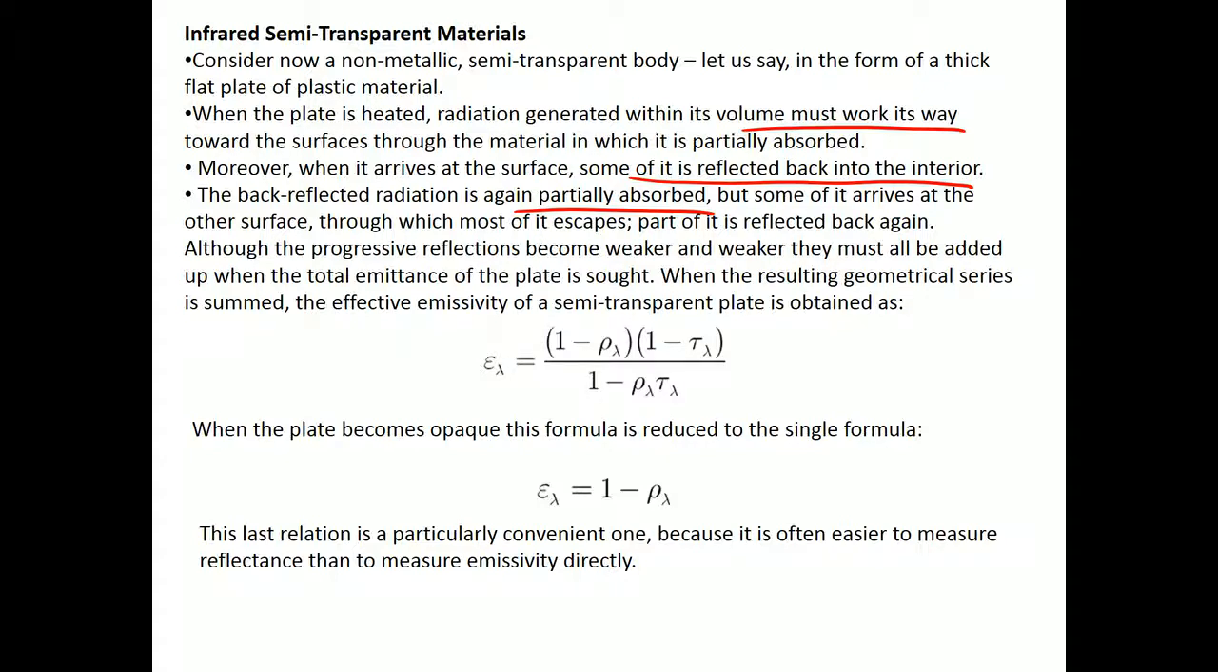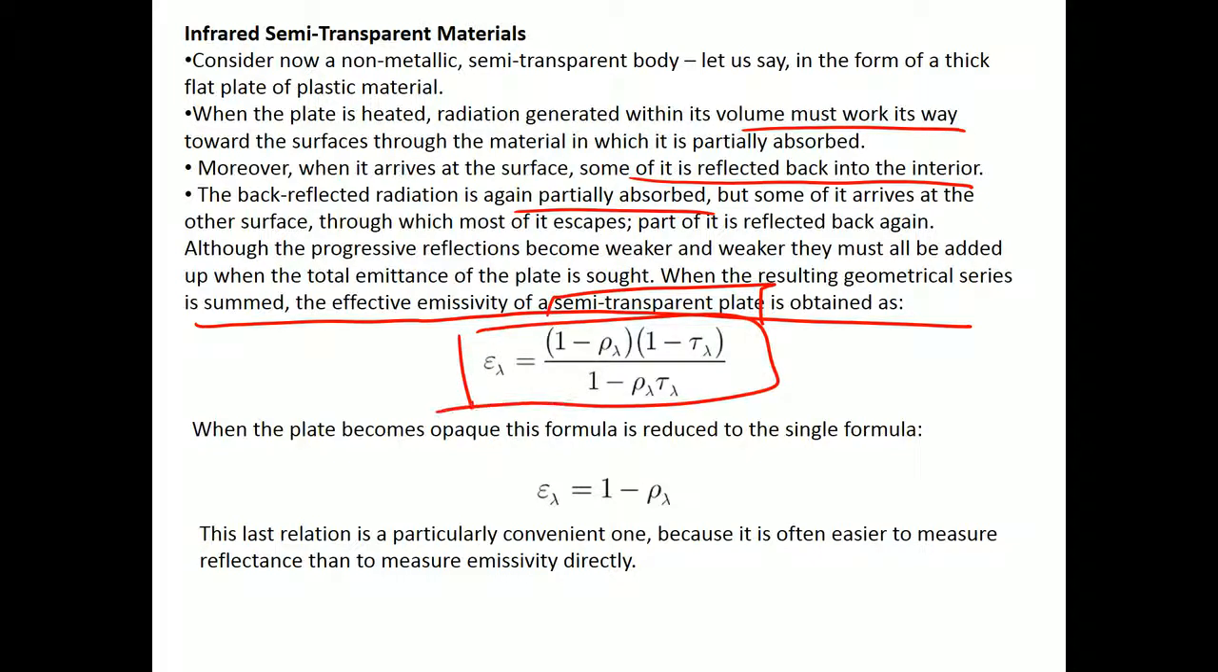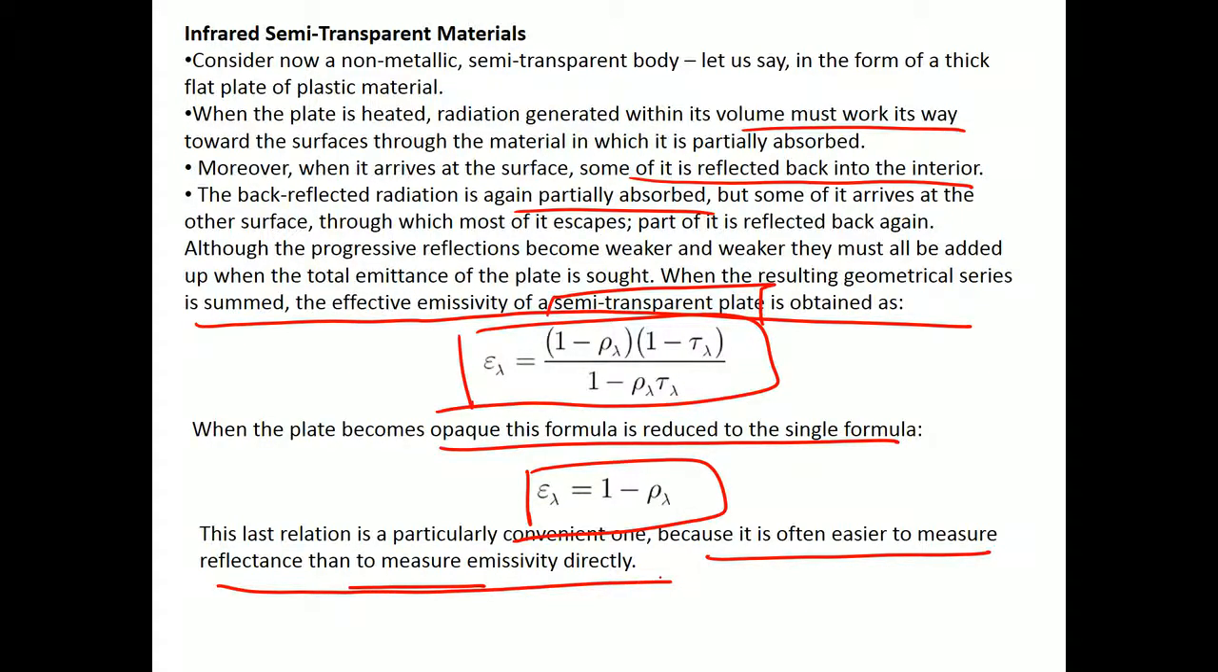They must be added when the total emittance of the plate is sought, right. So, when the resulting geometric series is summed, the effective emissivity of a semi-transparent plate is given by this particular form. We are not going through the math, but if you want, you can do it. Okay. So, here the plate becomes opaque when this formula reduces to something like this, right. The last relationship is particularly convenient because it is easier to measure reflectance than to measure emissivity directly. Okay. It is just, measurement-wise, an easier way to do it.